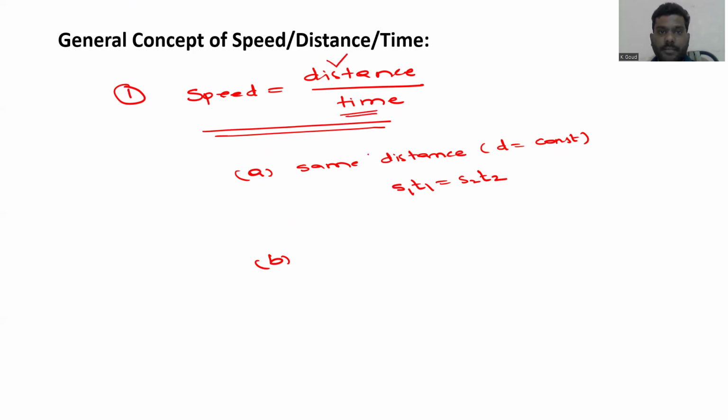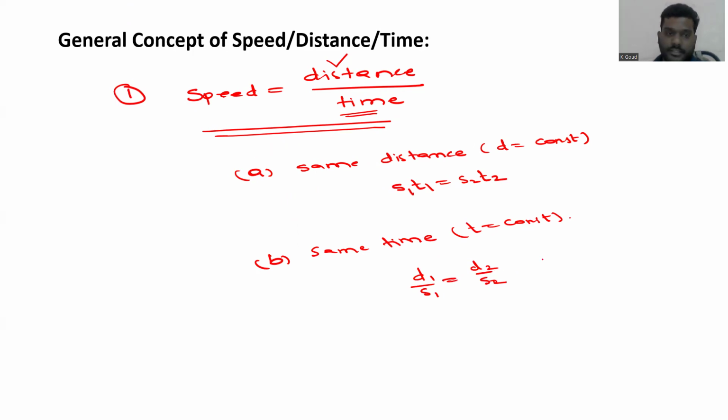Now the second condition. Let me consider same time. Same time, or time equal to constant, is given in the question. The condition will be D1 S1 equal to D2 S2. Okay, this is the second condition.